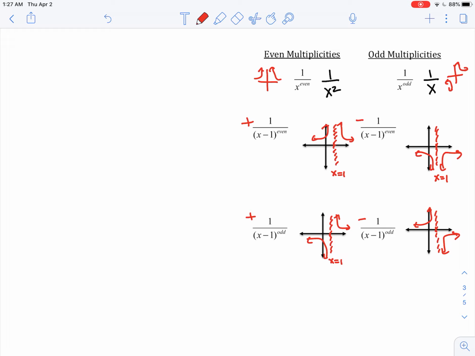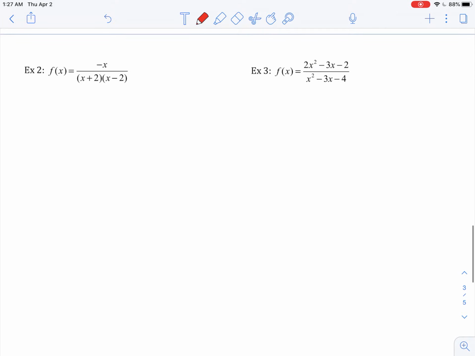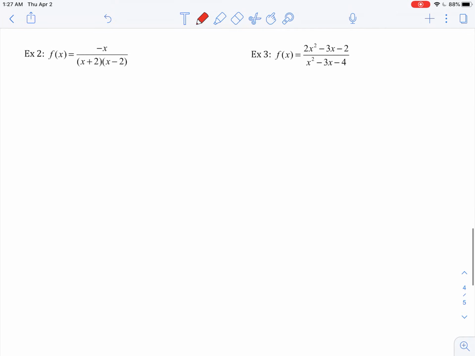That's been shifted over. So all of our graphs with our rationals are going to take on the behaviors of positive 1 over x squared or negative 1 over x squared reflected, or positive 1 over x or negative 1 over x. So similar ideas to our polynomial functions. Let's look at one more example, and then we will take a break.